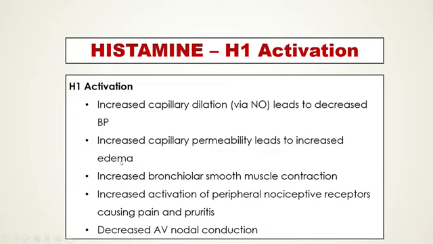H1 activation on smooth muscle cells causes smooth muscle contraction because H1 receptors on smooth muscle cells are Gq coupled. It's also the H1 receptor that's responsible for the pain and itching associated with histamine release.